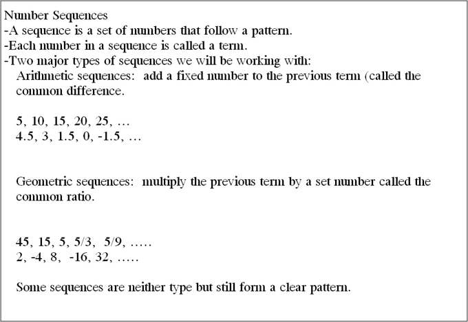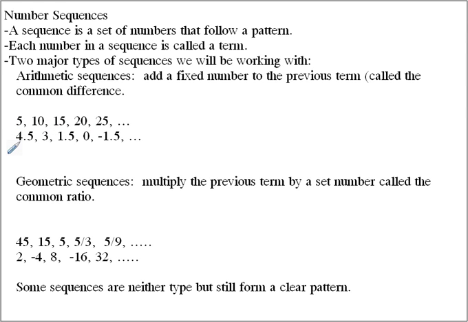Number sequences are just a set of numbers that follow a pattern, and each number in a sequence is called a term. So what we have here is this number sequence, and each one of these individual numbers separated by the comma is called a term. Two major ones we're going to be working with are arithmetic sequences, and they add a fixed number to the previous term called the common difference. So over here the common difference is going to be 5, because each time it goes up by 5.